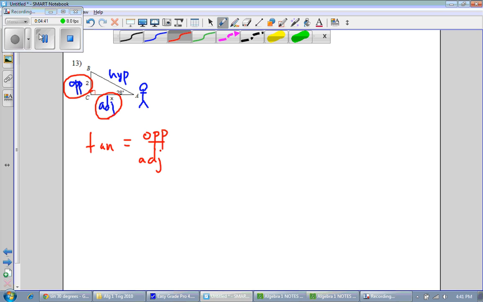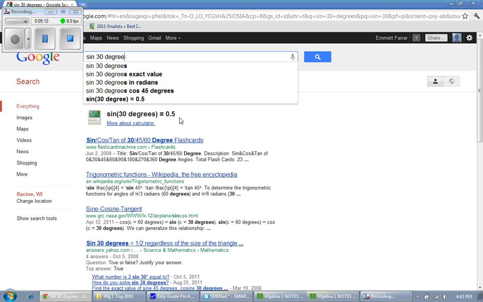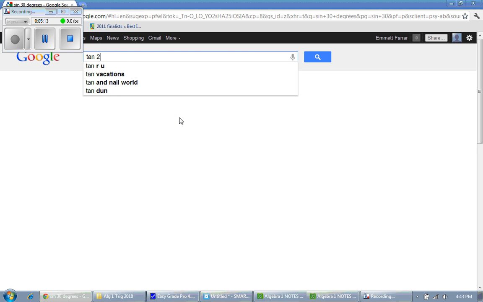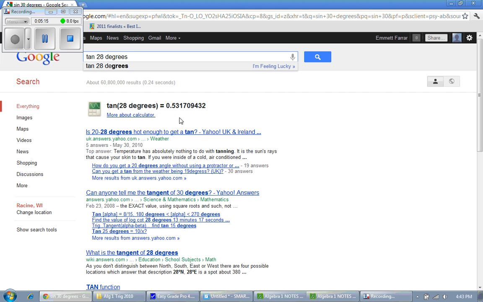Let's see what we got. Tangent needs the angle. We're talking about tangent of some angle, so we write down tangent 28 is equal to the opposite, which we know is 2, over the adjacent, which we know is x. I need to know the tangent of 28. Ask your calculator, or I'll just jump to Google right here and ask this. Tangent of 28 degrees. What's it going to tell me?